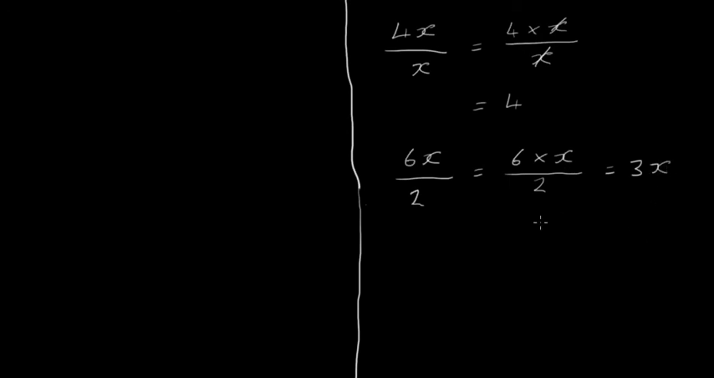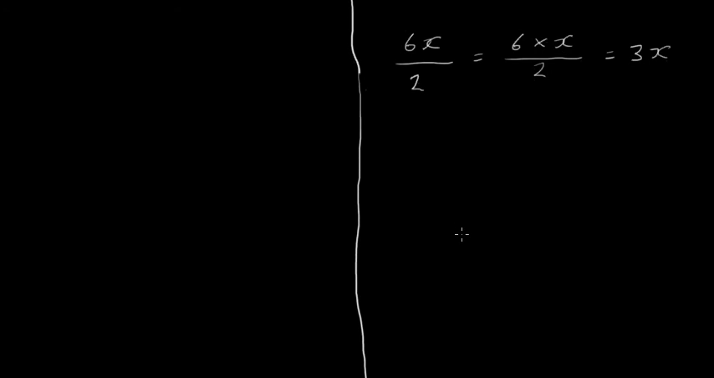Let's try another one. Let's take 6x, we're going to divide that by 2x. Well, this is 6 times x divided by 2 times x. In this case the 6 will divide by the 2, that'll give us 3. The x will divide by the x. X divided by x is 1, so it's 1 times 3, which is just 3.